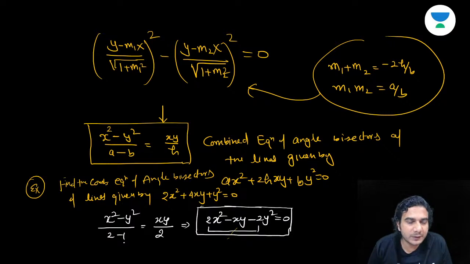So directly you can apply this formula and find. No need to separate the lines, no need to find the bisectors separately and then multiply them. So we are not doing that process. We are going to apply this formula directly. I hope it is clear.